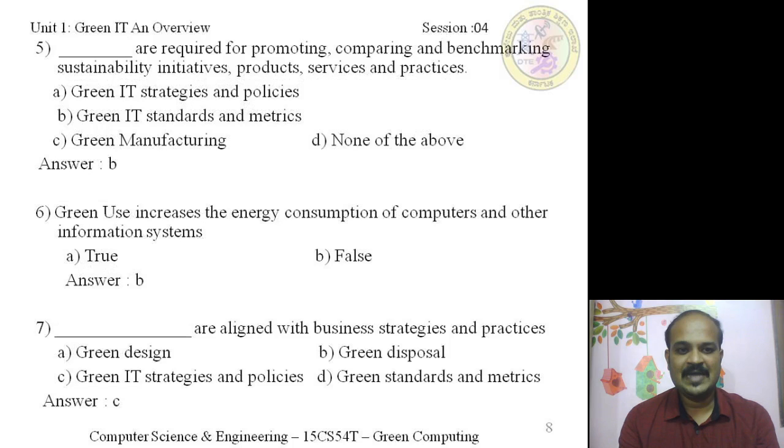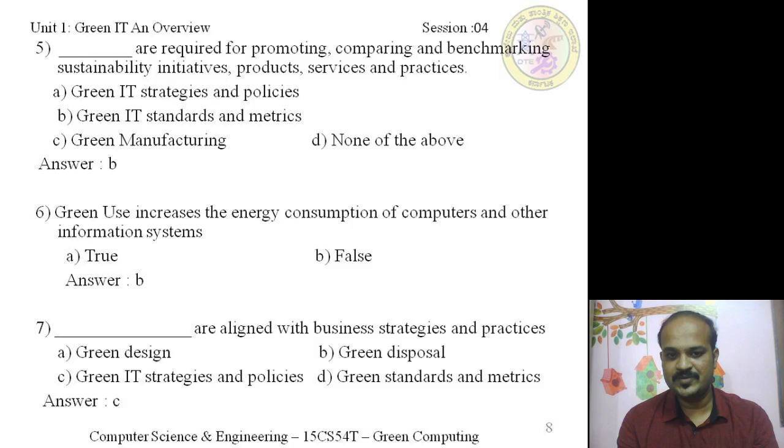Next, fifth question, dash are required for promoting, comparing and benchmarking sustainability initiatives, products, services and practices. The answers are green IT strategies and policies, green IT standards and metrics, green manufacturing and none of the above. Just now studied that green IT standards and metrics are required for promoting, comparing and benchmarking sustainability initiatives. It is mentioned in option B. So the correct answer is B.